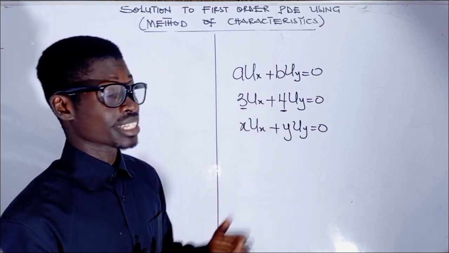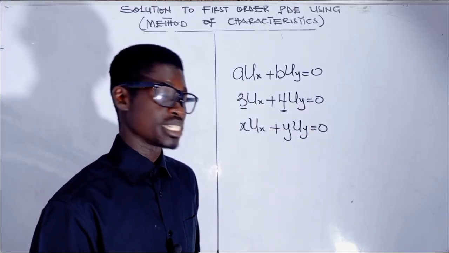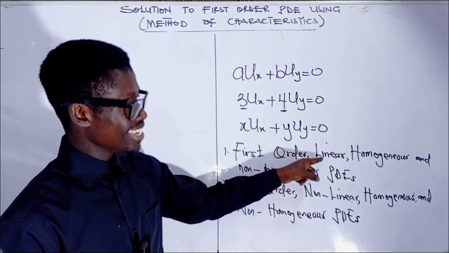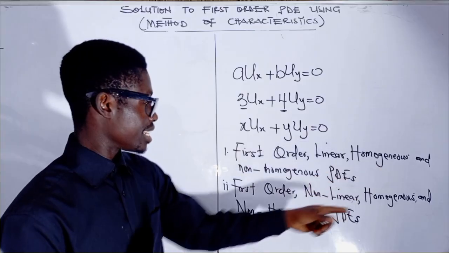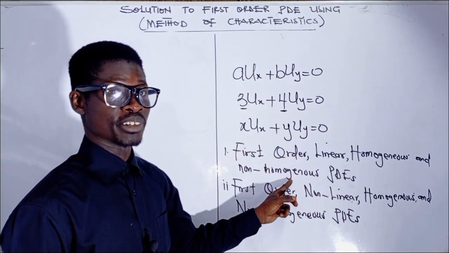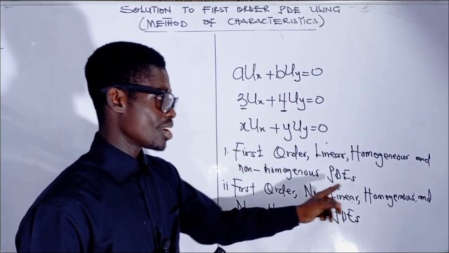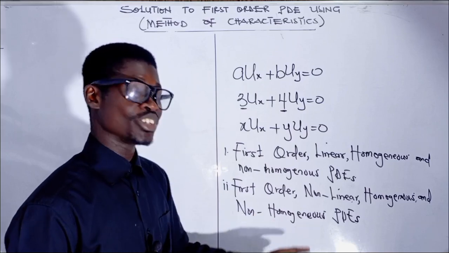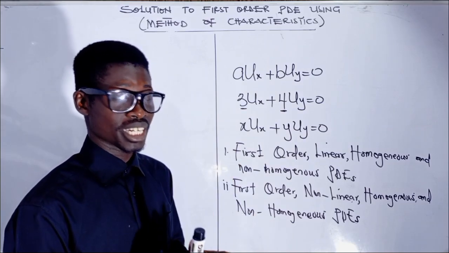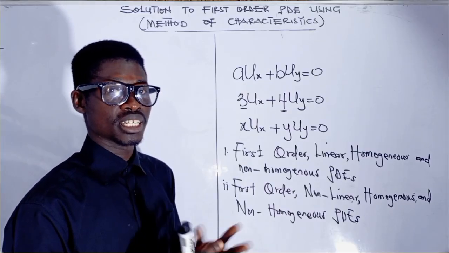The method of characteristics can be used to solve a first order linear homogeneous and then non-homogeneous PDE. So you can use the method of characteristics to solve a PDE of this form. It can also be used to solve first order nonlinear, homogeneous, and non-homogeneous PDE. So the method of characteristics, in fact, is a very powerful tool. It can be used to solve many first order partial differential equations.